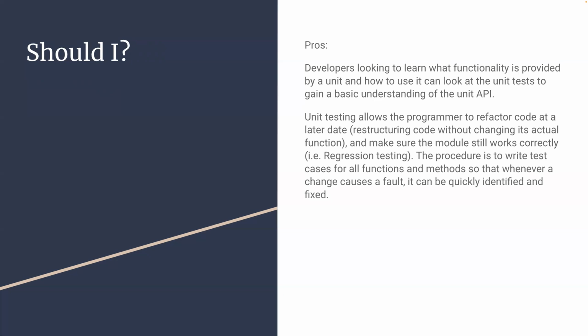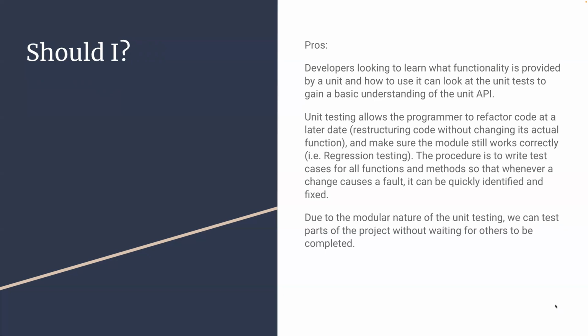The procedure is to write test cases for all functions and methods so that whenever a change causes a fault, it can be quickly identified and fixed. Due to the modular nature of unit testing, we can test parts of the project without waiting for others to be completed.